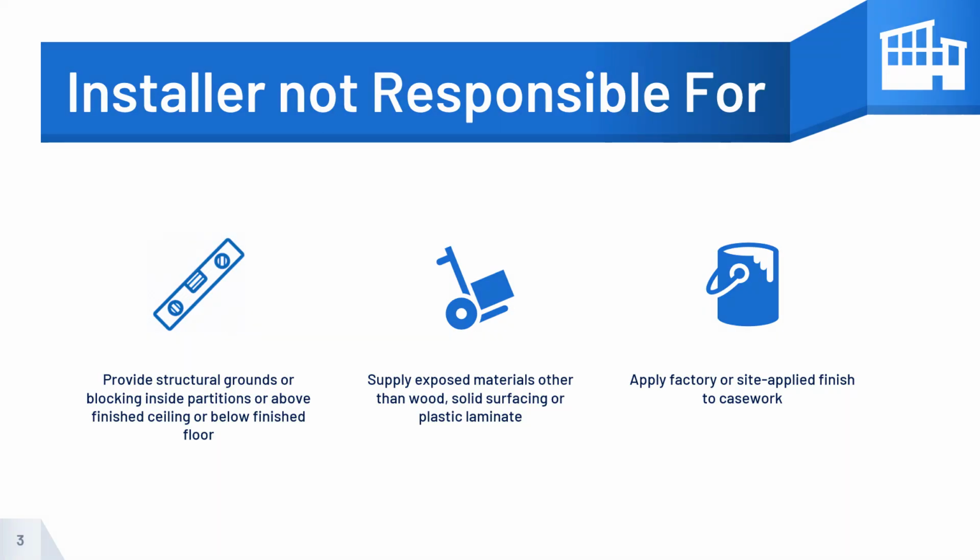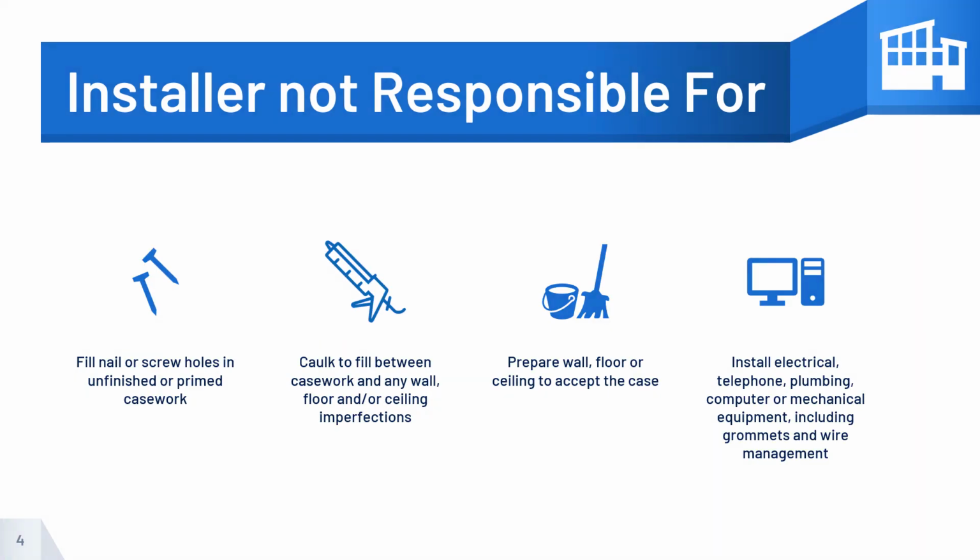Unless required by the specifications, the installer shall not be responsible to provide structural grounds or blocking inside partitions or above finished ceiling or below finished floor. Supply exposed materials other than wood, solid surfacing or plastic laminate. Or, apply factory or site-applied finish to casework. Fill nail or screw holes in unfinished or primed casework.